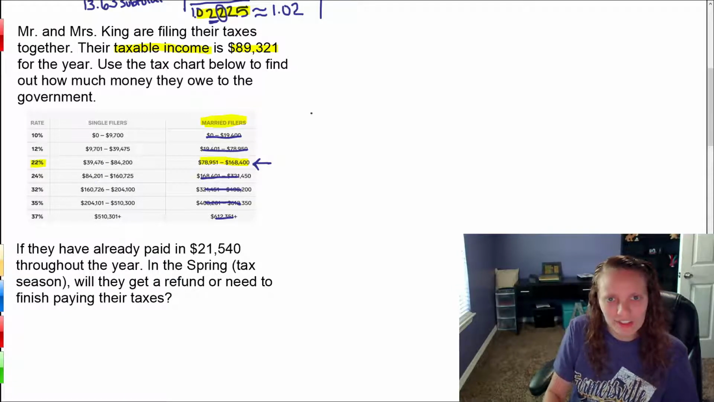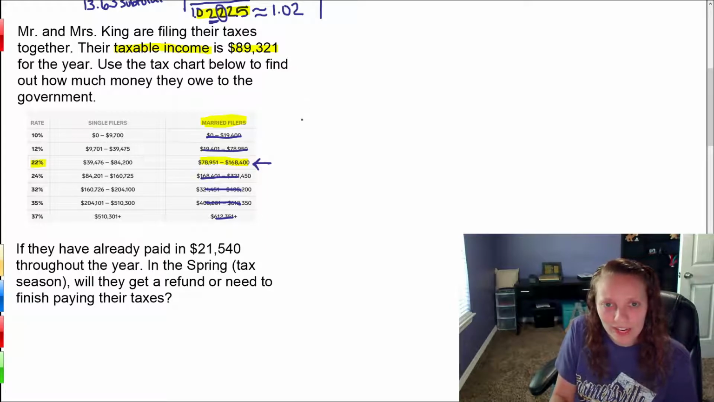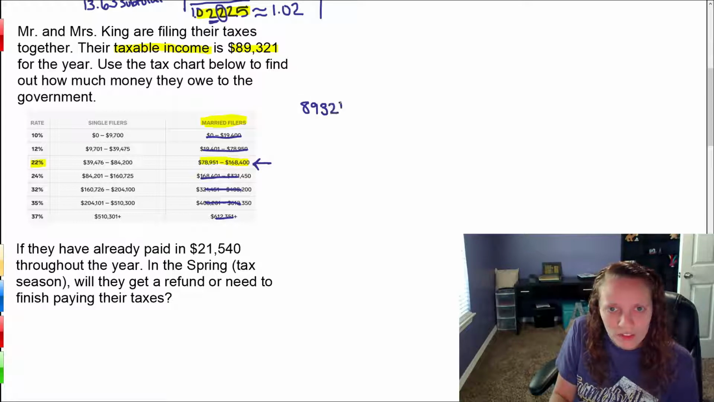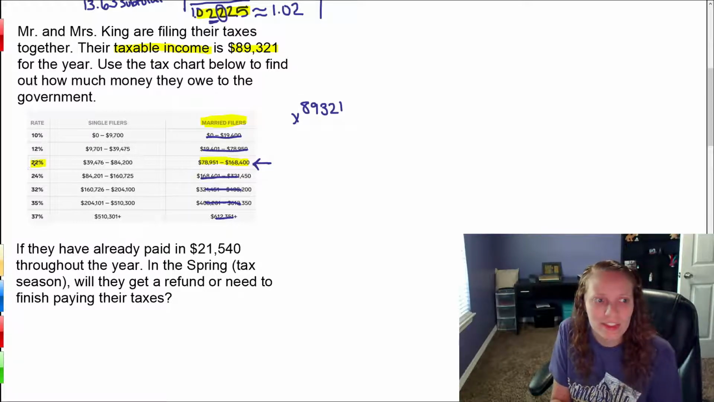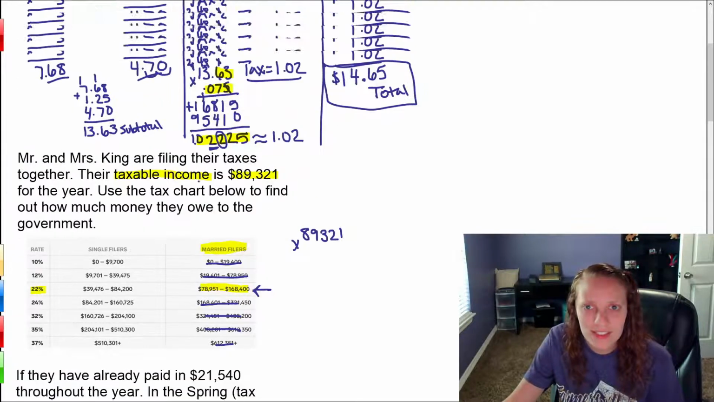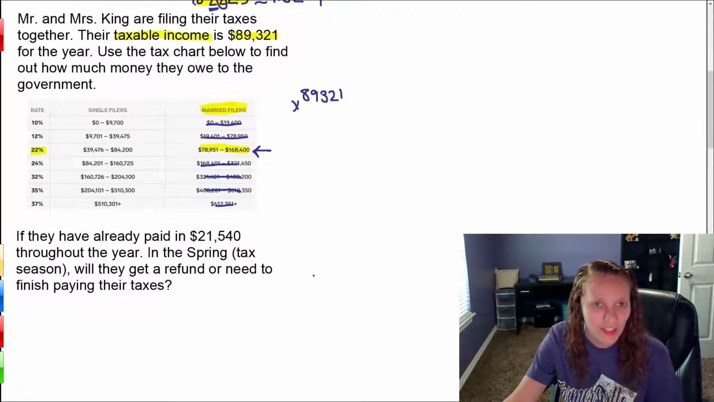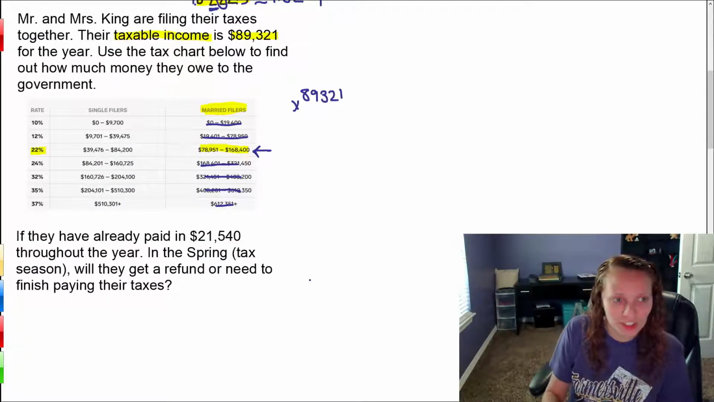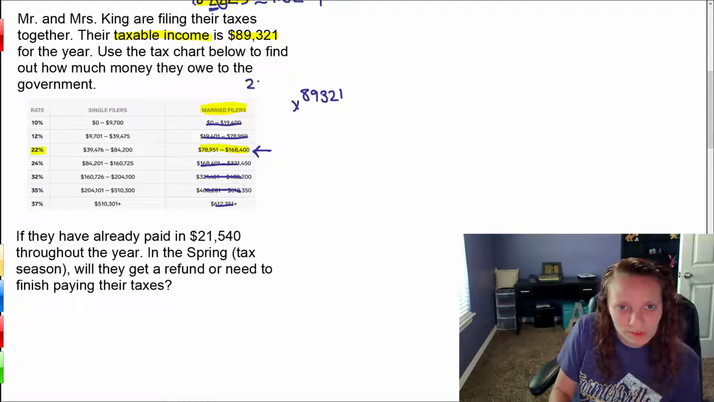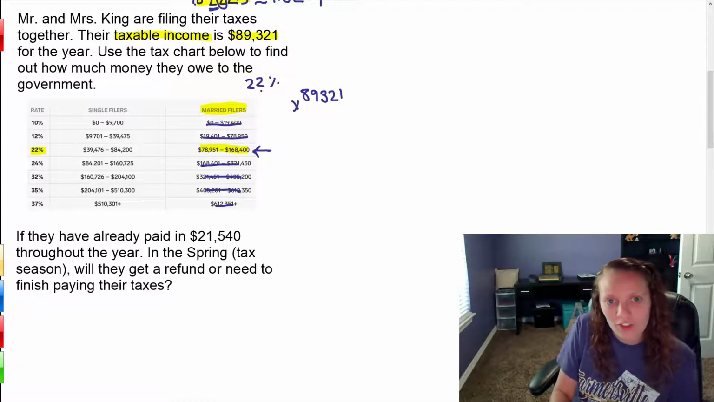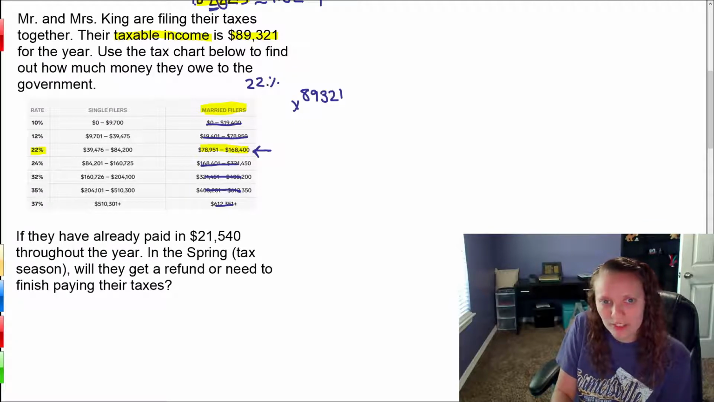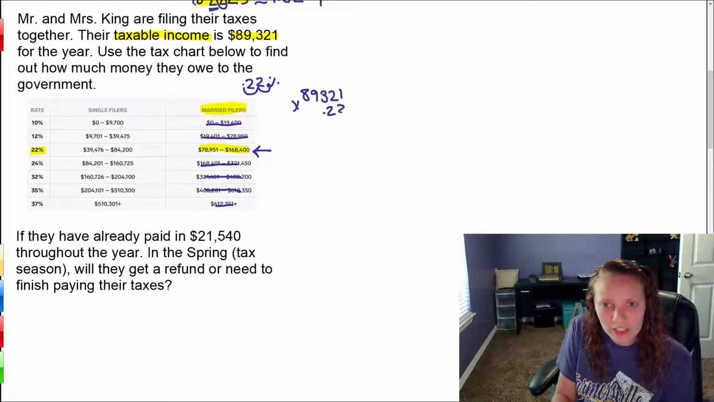So we're going to take the total, 89,321, and we're going to be multiplying it by this percent. But remember, our process is that we need to take the percent and change it to a decimal first. So let's do that. Let's take 22% and change it to a decimal. If there's not a decimal in this percent, there's an imaginary one right after the second 2, and we'll move it over twice, 1, 2. So we're going to multiply it with 0.22.